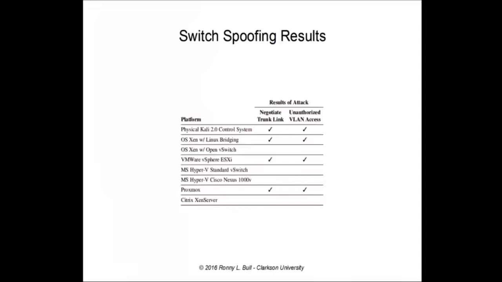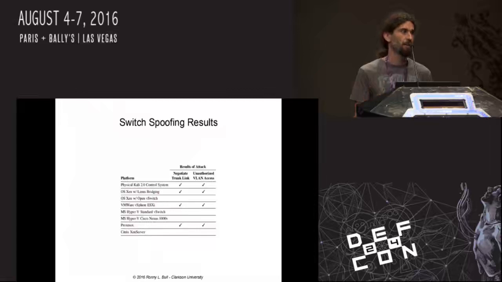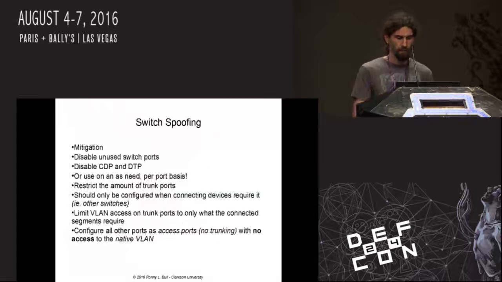It worked in the open source Xen with Linux bridging. It worked in the VMware ESXi environment, as you saw, and it also worked in Proxmox, which also supports bridging as well. So any environment that used the virtual switch, it did not work because basically that DTP packet, when it was sent through, was blocked from getting to the physical device.